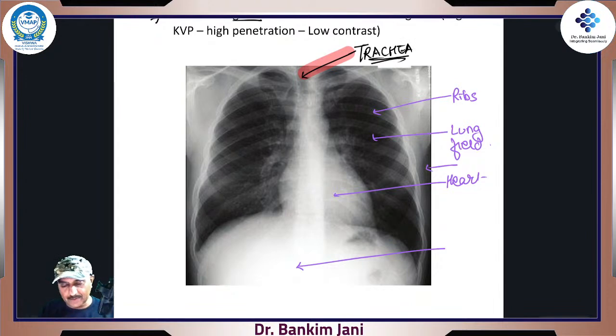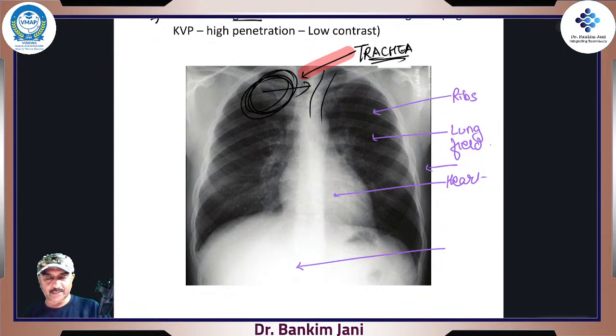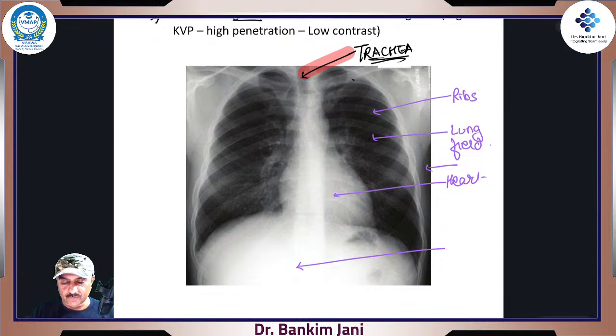So if there is any mass and it is pushing, then you will find that the trachea would be shifted like this. And we say that there is mediastinal shift to the left side, right? So there must be some mass on the right side, or there must be some fibrosis. So fibrosis, it is pulling, right? So that's what we understand. So here, trachea means it is talking about the mediastinum.